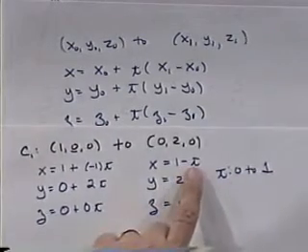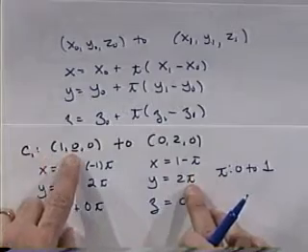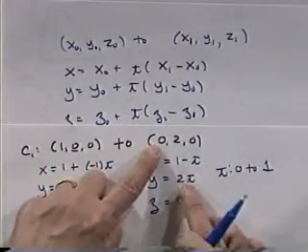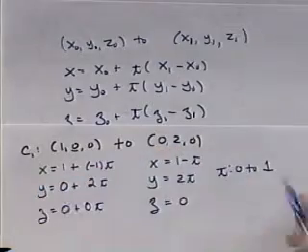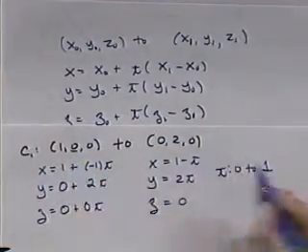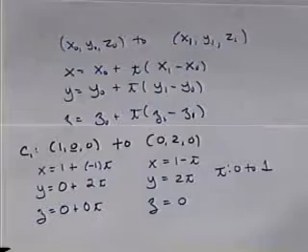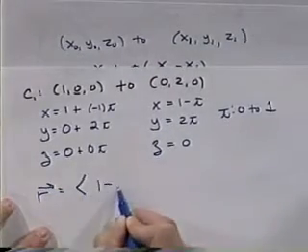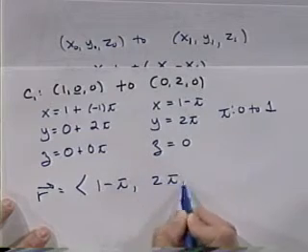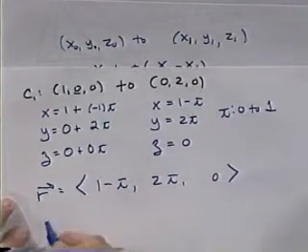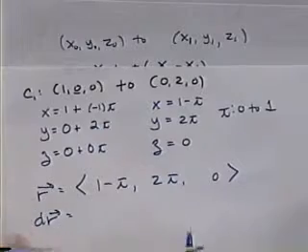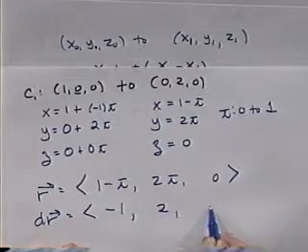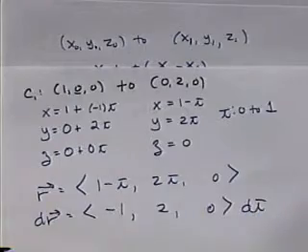Notice if you let t be 0, you get 1, 0, 0. If you let t be 1, you get 1 minus 1 is 0, 2 times 1 is 2, and 0. So when t is 0, you get your initial point, t equals 1, you get your final point. So my r is the vector 1 minus t, comma 2t, comma 0, your x, y, z. So your dr is going to be, derivative of that is negative 1, derivative of that is 2, derivative of that is 0, times dt.